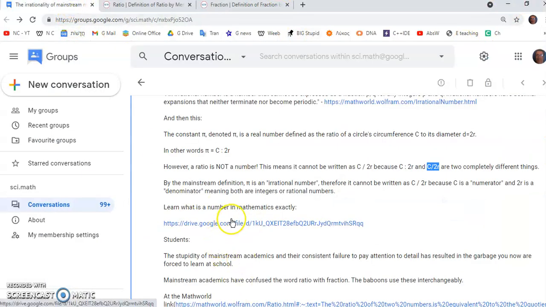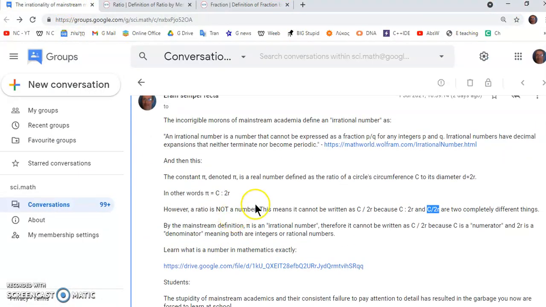And mainstream academics have problems understanding the difference between ratio and fraction. Well, of course they would, because they don't understand what a number is, right? So in one definition on MathWorld, it will say an irrational number is a number that cannot be expressed as a fraction p over q for any integers p and q. Well, the thing is, if you express a number like that, then it's got to be a fraction, right? You can, for example, say pi is equal to C over 2r, because C and 2r don't have a common measure, okay? They don't have a common measure.